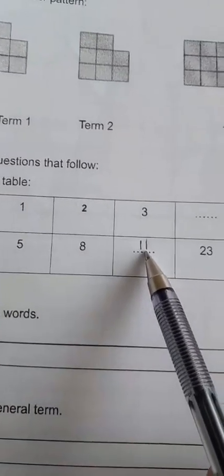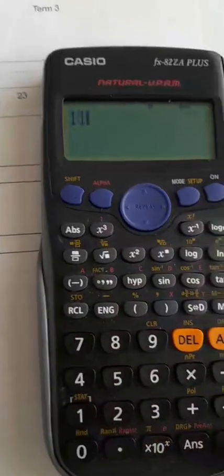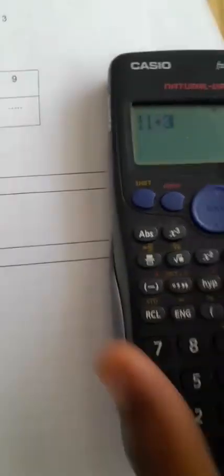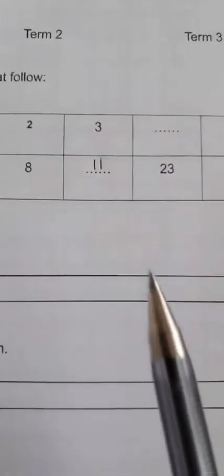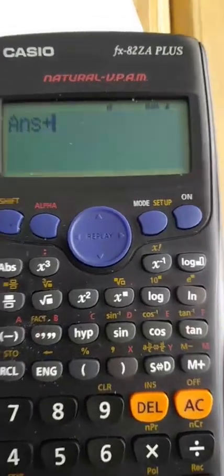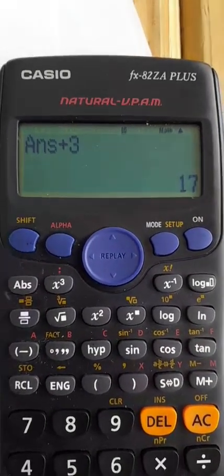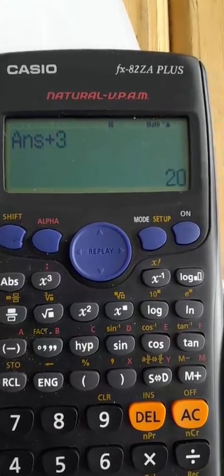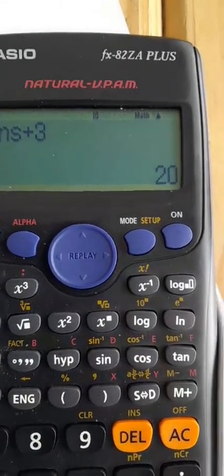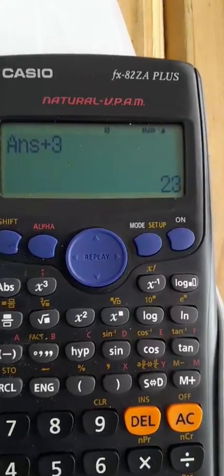If we continue on, I would just do this. I'm going to add 3. If I add 3 again, I'm going to get 14, but that's 14 for term 4. If I add 3 again, I'm going to get 17. That's for term 5. If I add 3 again, I'm going to get 20. That's for term 6. If I add 3 again, I'm going to get 23, which is for term 7. So I write 7 there.